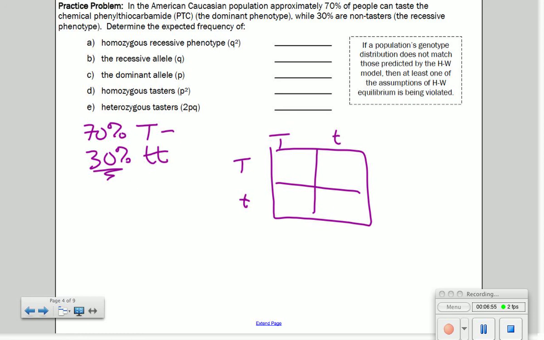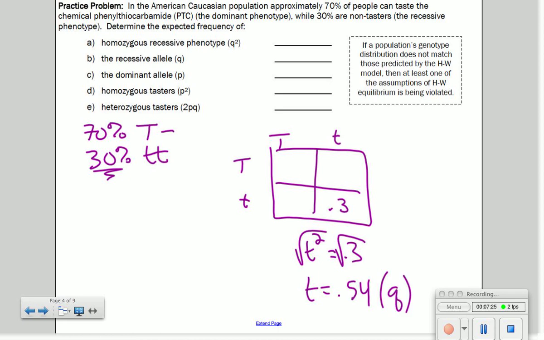But this is 0.3. So to find out what T equals, and remember T is my Q in this instance, I would take the square root of 0.3. So remember T squared is 0.3, so I'll take the square root of that. T should equal 0.54, which is my Q.